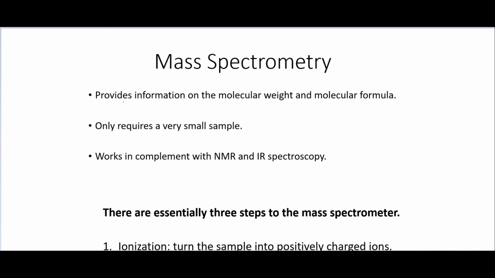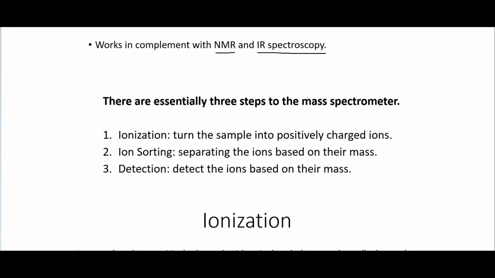And so mass spectrometry provides information on the molecular weight and molecular formula of the molecules that we are looking at. It only requires a very small amount of sample, and as we'll see in future videos, it works very well in complement with NMR and IR spectroscopy. So there are essentially three steps to the mass spectrometer, and I will go through each of them in turn.